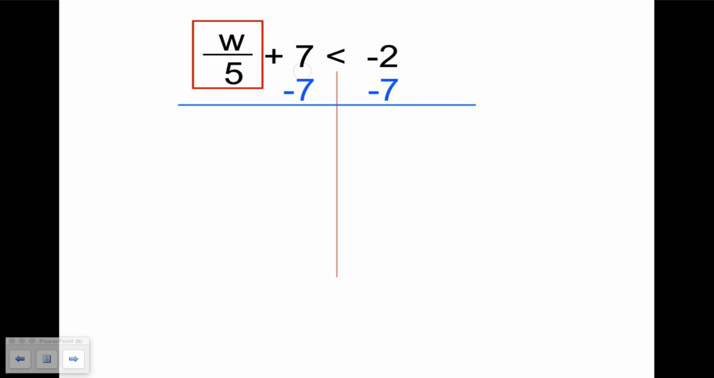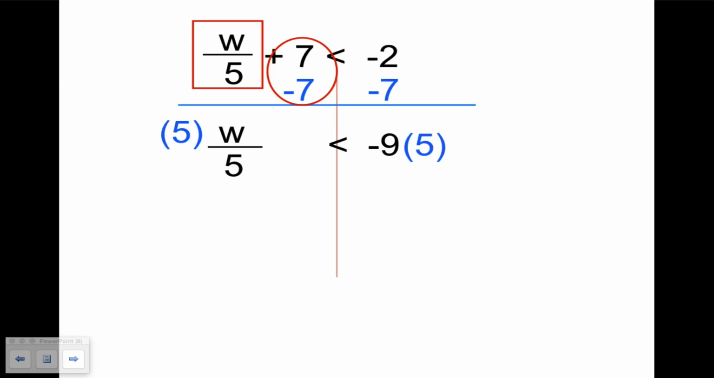On the left, positive and negative 7 cancel out, so we copy down w divided by 5. The sense of the inequality remains less than, and here we use our rule, same sign add. Negative 2 and negative 7 equals negative 9. Step 2, multiply or divide. In this case, we'll multiply both sides by 5.